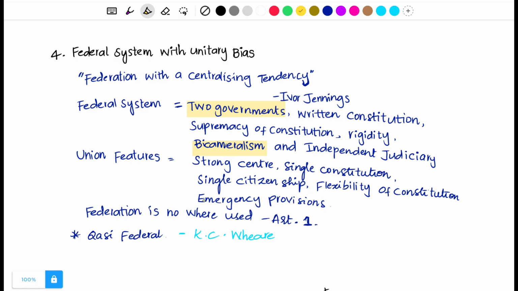There is a flexibility of the constitution, and also there are emergency provisions. During the emergency provisions, all the powers that are vested in the state governments are automatically transferred to the central government.